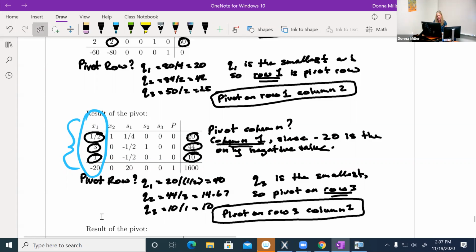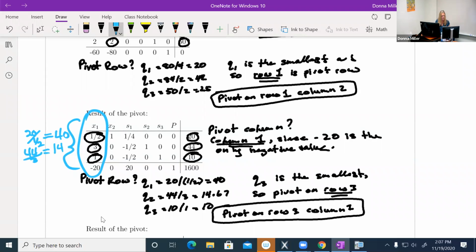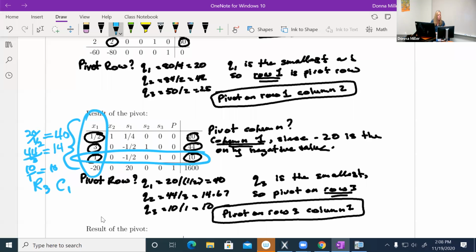For the pivot row, I take the numbers and divide them by each of those guys. So 20 divided by a half, I'm just gonna do it over here since he wrote so much. That's gonna be 40. 44 divided by 3, no, 3 goes into 4 once, about 14, so it's not gonna be the one I want, because if I do 10 divided by 1, that's 10, so this would be the smallest quotient, so I'm gonna pick this row to pivot, all right? So this would be row 3, column 1, is that all right?